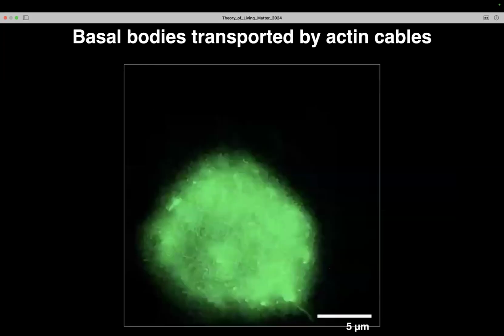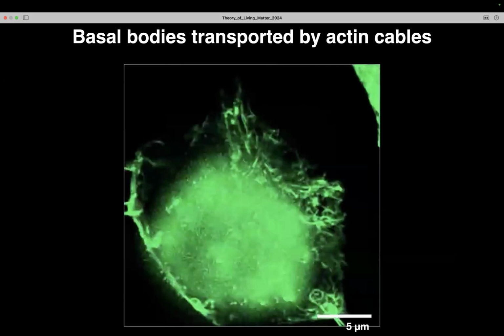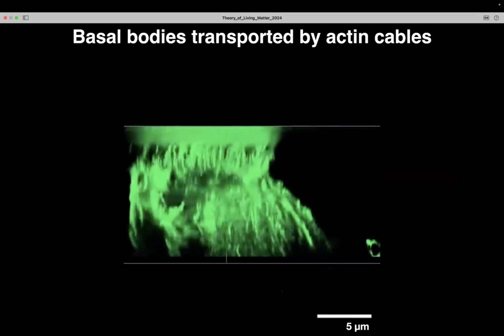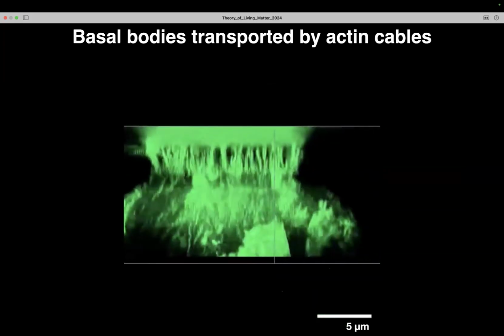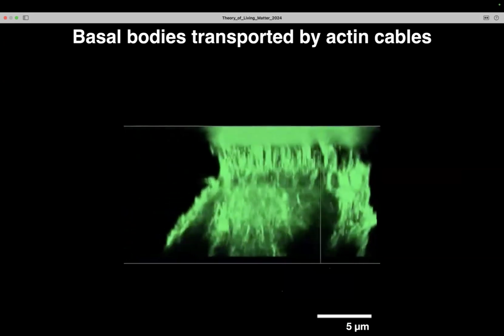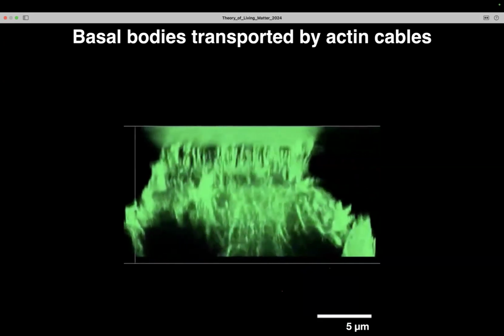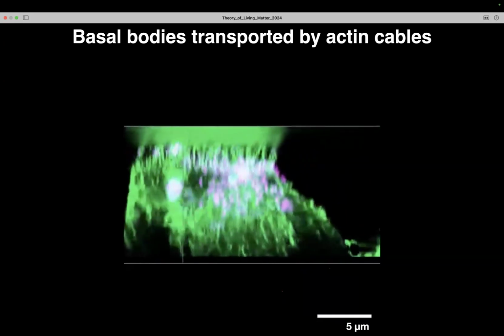But that was interesting, because this prompted us to understand how you actually get these basal bodies to the apical site. To answer this question, we looked at the organization of actin within the volume of the cell. And what we realized was quite interesting. Now we're looking at the volume of the cell. At the top, we have the apex of the cell, and we are looking towards the bottom.